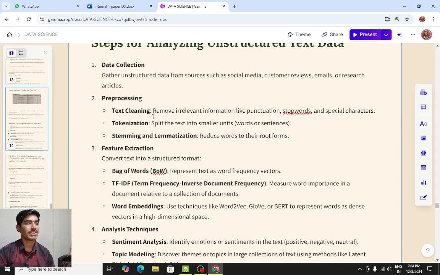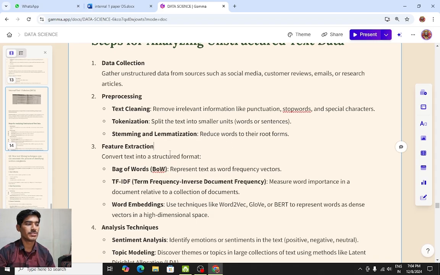Now, the first is text cleaning. Remove irrelevant information like punctuation, stop words, and special characters. Second is tokenization. Split the text into smaller units, words or sentences. Third is stemming and lemmatization. Reduce words to their root forms.